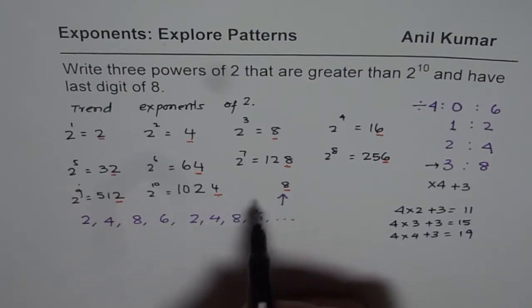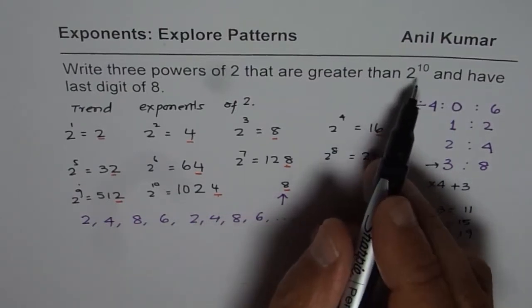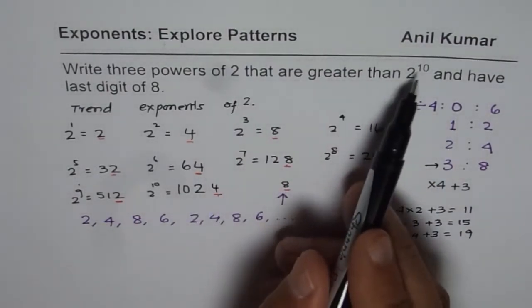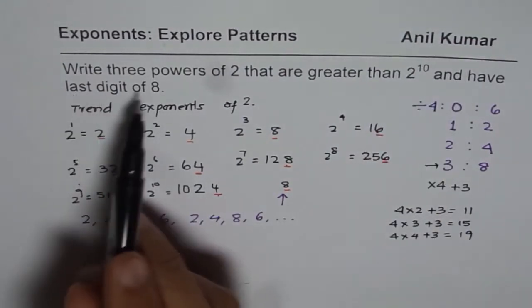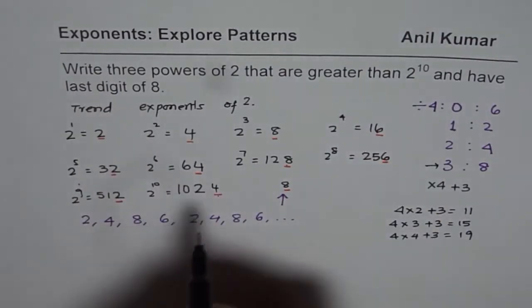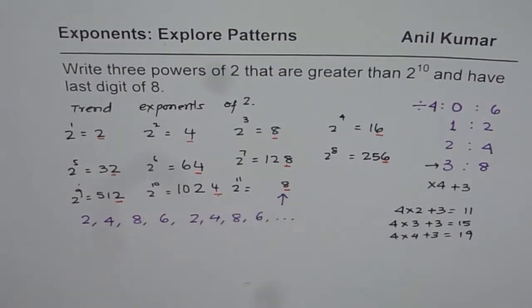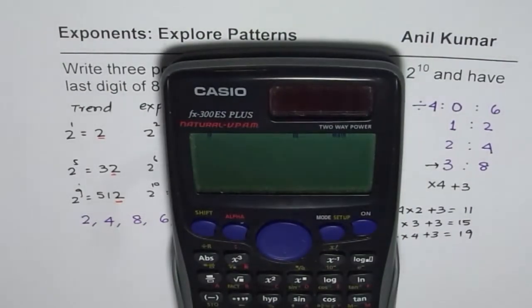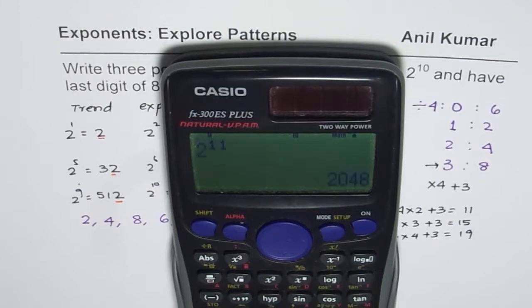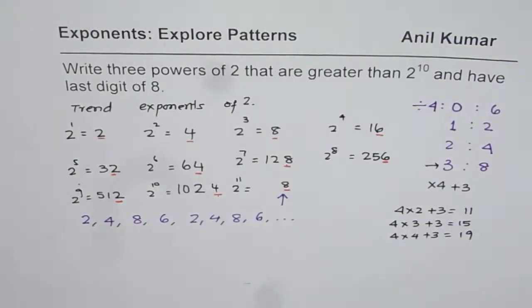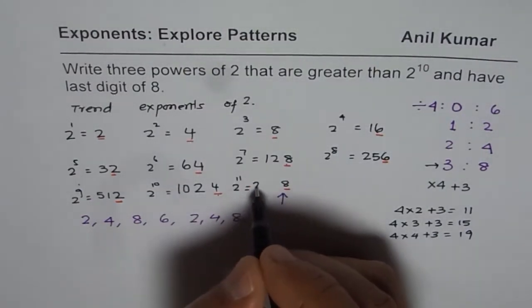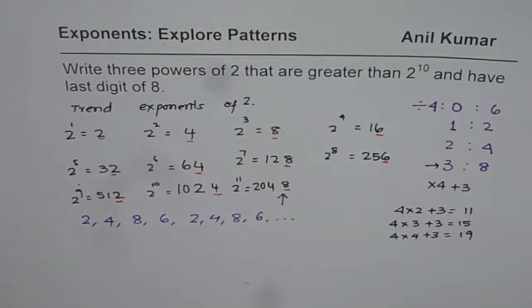So what you found here is that the numbers greater than 2 to the power of 10 that will have last digit as 8 will be starting from 2 to the power of 11. That will have last digit as 8. Can we check? Yes, we can. So we have 2 exponent 11, which is equal to 2048, right? Twice this. So we have 2048, correct? So I hope you got the answer.